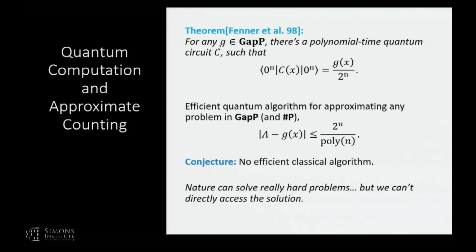But the problem is that this additive error is exponentially large. So it's not great, but we don't know of any classical algorithm for doing the same thing. So you could make a conjecture saying there's no classical algorithm for doing this, and this is exactly the same as saying a statement like BPP doesn't equal BQP. What I think is weird, but I guess some other people don't, is that nature can solve really hard problems. Nature can encode these probabilities of really hard problems, but you can't directly access the solution, or you can sample from it and try to get some estimate that way.